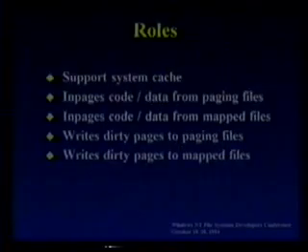Some of the roles the memory manager takes: it supports the system cache. It in-pages code and data from paging files. You might ask, how did code and data get into the paging file? Well, the easiest way code gets there is I put a breakpoint in it. Now I don't want to write that breakpoint back to the image, because we of course don't want other people hitting that breakpoint just because they ran Excel. So when it gets thrown out of memory, it goes to the paging file. We also get code and data from mapped files, and we'll spend some time talking about that. And as I said, we write dirty pages to both of those files.